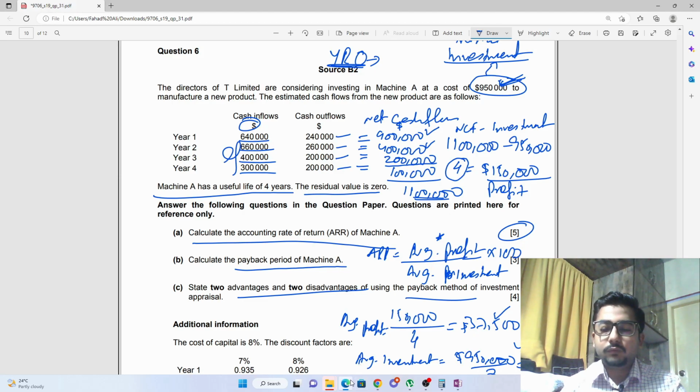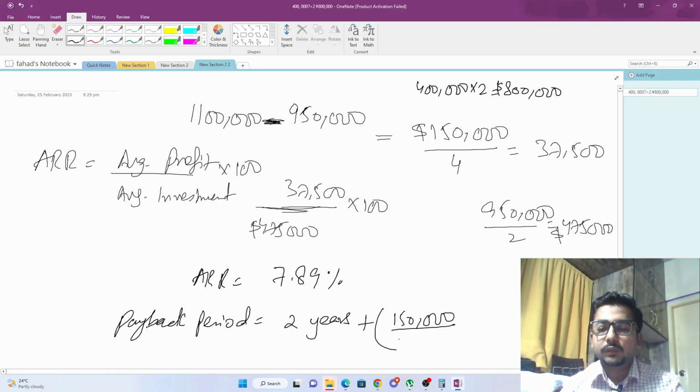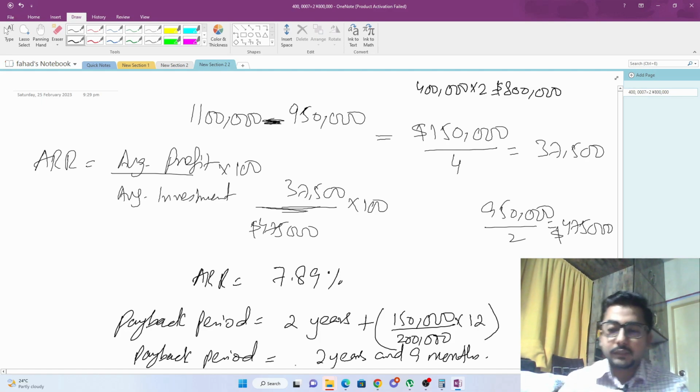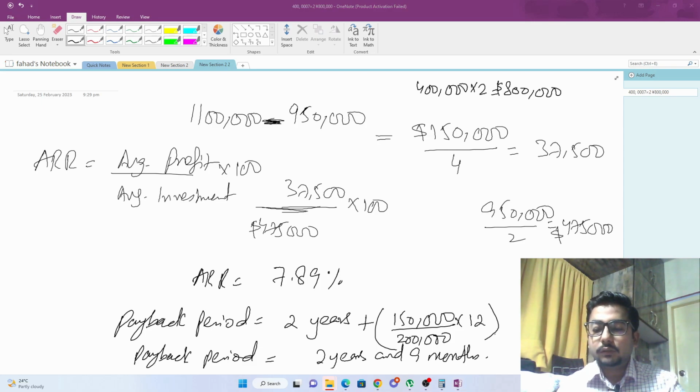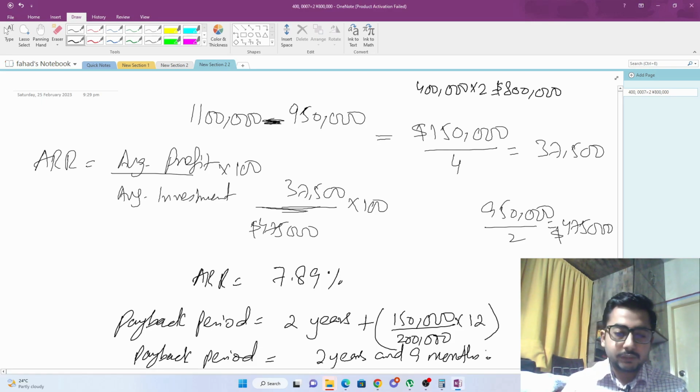So I'll divide it by $2 lakh just to get a proportion. 1,50,000 divided by $2 lakh, multiplied by 12. I'll get an answer of 2 years and 9 months on the calculator. So 2 years 9 months is the payback period of the project. We can say it's a good payback or a bad payback, which can only be said after observing it or comparing it with another project.